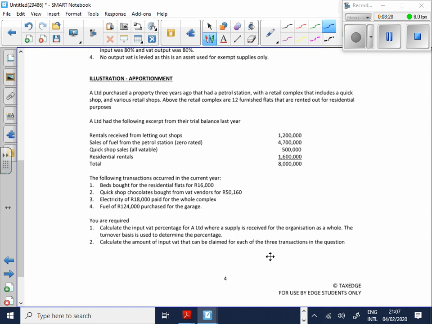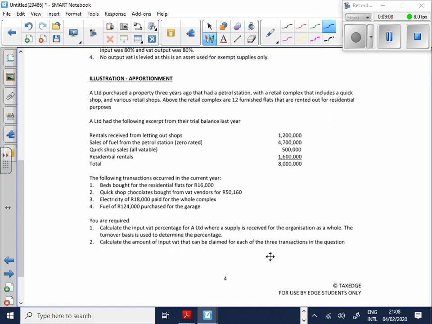So it says, A Limited purchased a property 3 years ago that had a petrol station with a retail complex that includes a quick shop and various retail shops. Above the retail complex are 12 furnished flats that are rented out for residential purposes. A Limited had the following extract from their trial balance last year. Now, guys, I need you to understand why we're using last year's numbers. Because at the end of each year, what do we do? We look at our turnover at the end of last year, and then work out what our percentage apportionment is going to be for the year that's coming up. If you're buying it for the first time, they'll tell you what your budget is, and you'll take it off your budget.